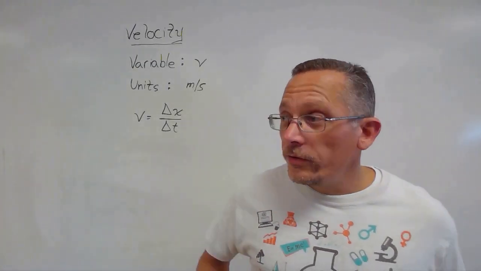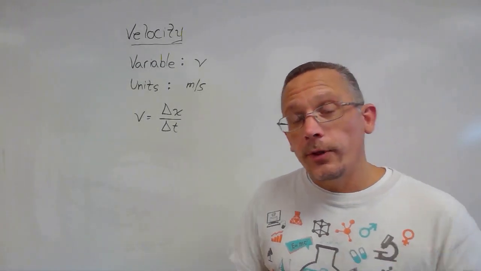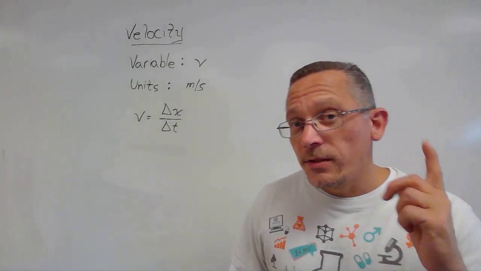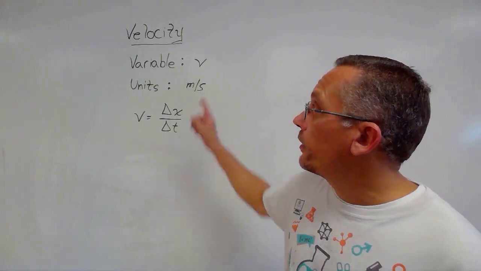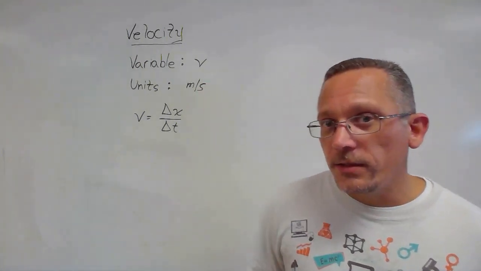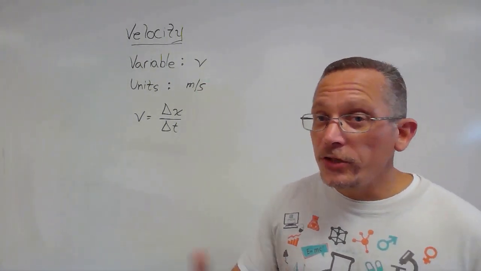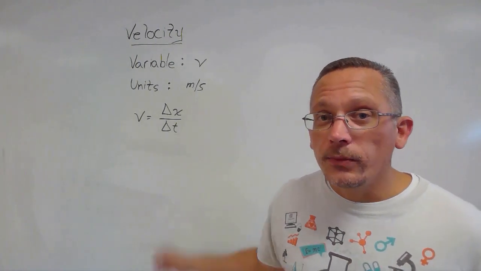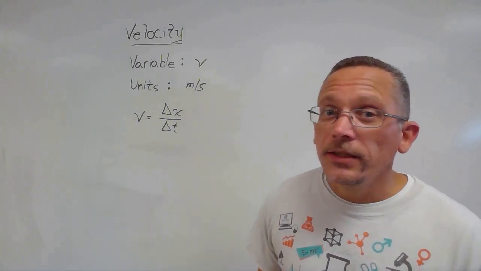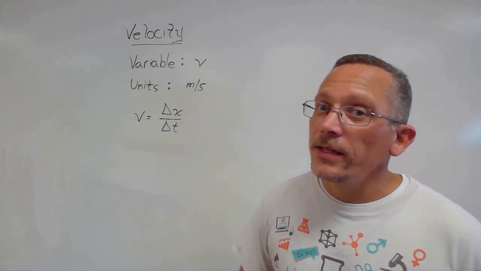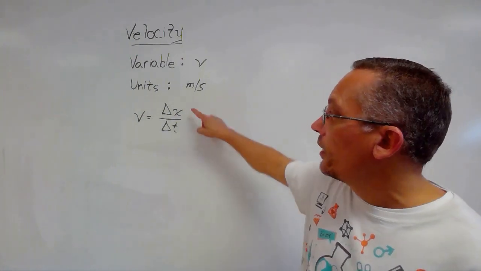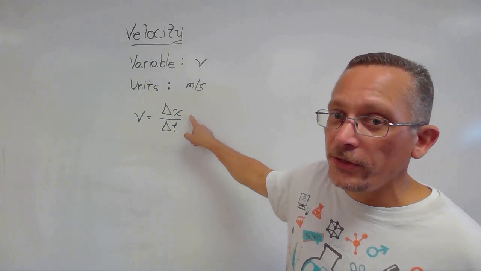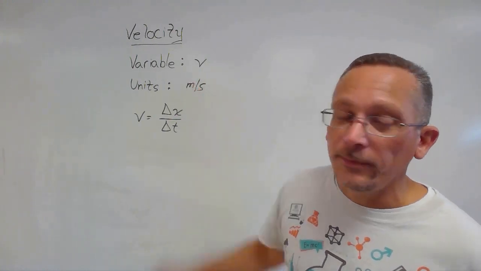Alright, in the last video, position versus time, we talked a little bit about velocity because it was the slope of the line on a position versus time graph. Some things to remember about velocity: we use the variable v, lowercase v, to stand for velocity, and we measure it in units of meters per second. To calculate the velocity, we can take the displacement, delta x, divided by the time, delta t, and that's where we get the units, meters per second, because displacement is measured in meters and time is measured in seconds. So meters over second, meters per second.